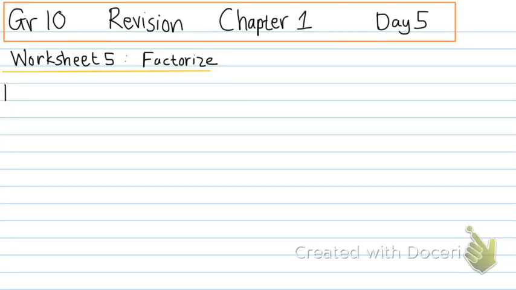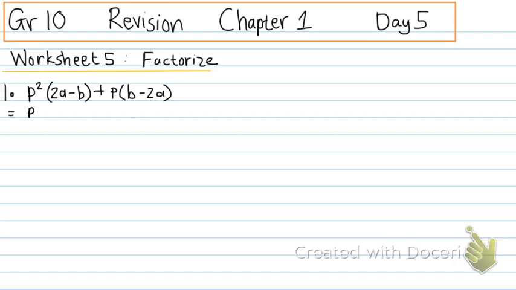Good day, grade 10. This is your revision for chapter 1, day 5, worksheet 5, and it's about factorization. Let's start. Number 1 is p squared, in brackets 2a minus b, plus p, in brackets b minus 2a.